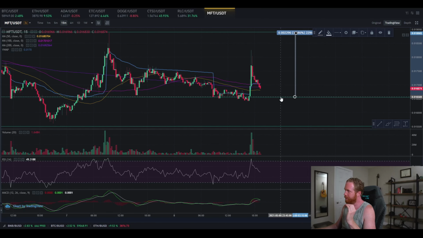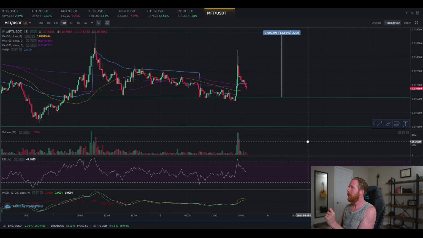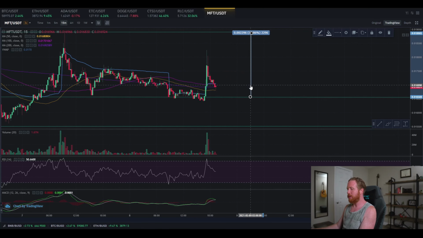So again, wait for support to be tested. Take your entry. Don't do a full position, only a small position, 20 to 30%. Wait for the VWAP to be tested and broken. And if the price stays above, add to your position only after you get further confirmation, all the while making sure that your RSI is under 70. Okay, that would be my action plan. That's what I would do in this situation.